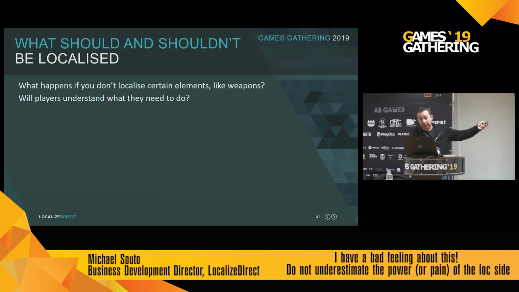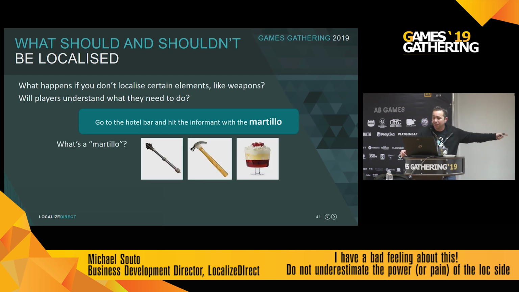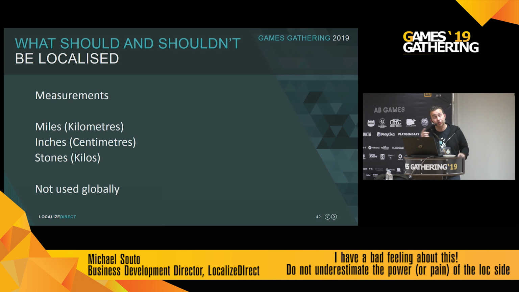So if you don't localize certain elements, like weapons, for example, will players understand what they need to do? For example, this one here is an objective from a fictional game: go to the hotel bar and hit the informant with the martillo. It's like, well, okay, great. What the hell's a martillo? Is it a mace? Is it a hammer? Is it a nice dessert? We don't know what it is. But it's actually a hammer. If that was localized for them, they would understand it. But at the moment, hit them with the martillo is like, okay, I'm going to try with the water bottle. Every single weapon becomes guesswork. So yeah, translate as much as possible.